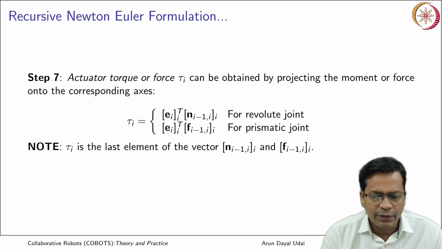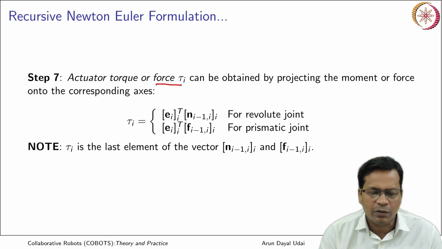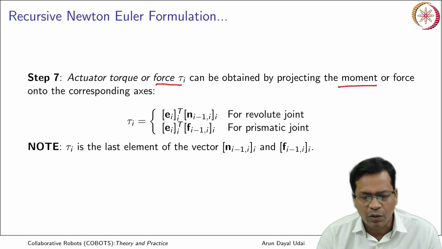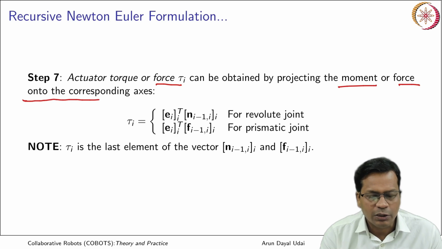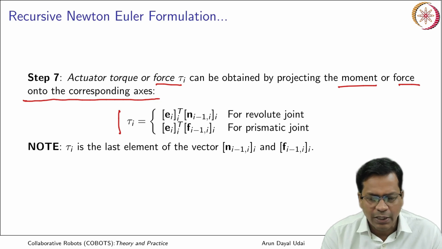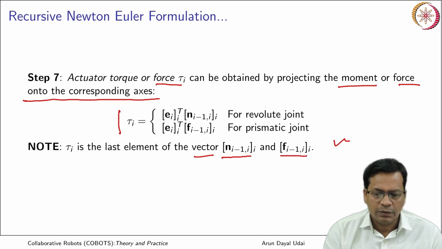At the end you have to calculate the actuator torque or the force depending on prismatic joint or the rotary joint. It can be obtained by projecting the moment or force onto the corresponding axis. So that is done here and you obtain the joint force or the torque. So the tau is the last element of the vector N i minus 1 i or F i minus 1 i.